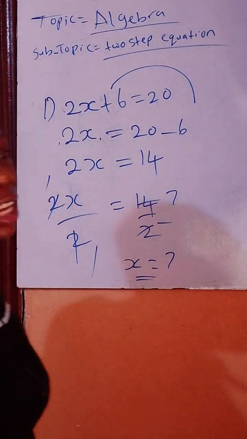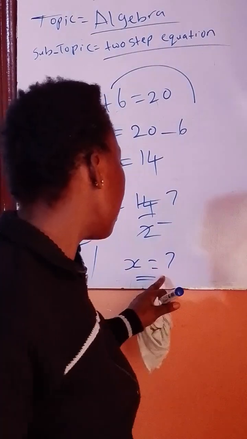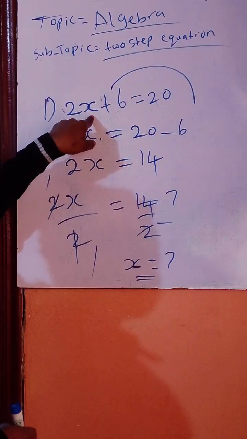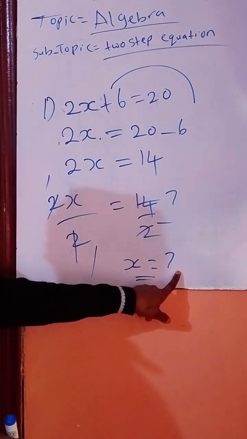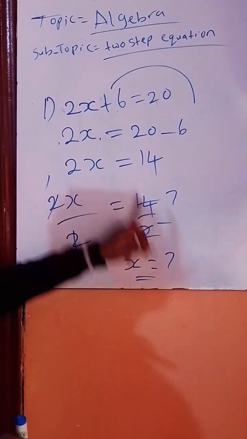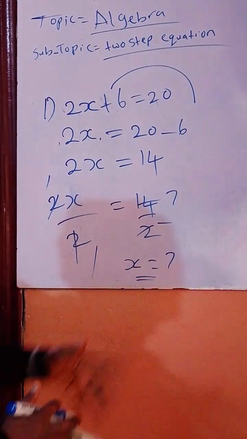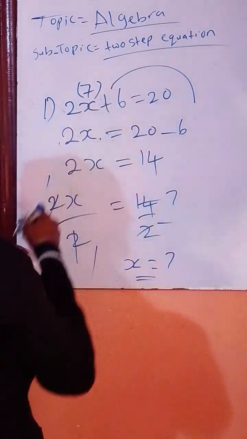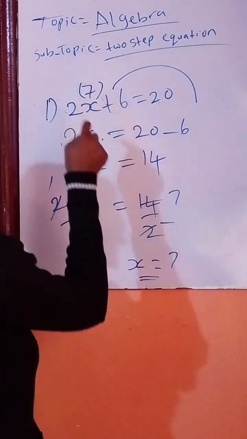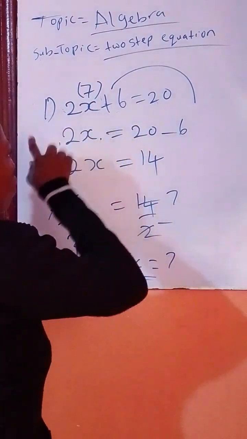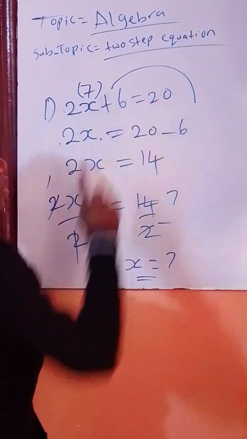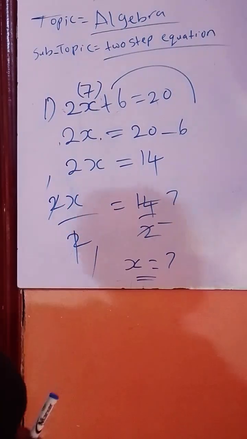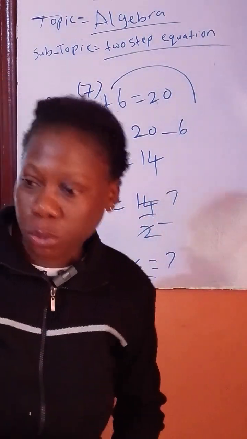Let's check. Now let's check whether our answer is correct. Before, we did not know our x. Now we have gotten our x. So we're going to replace this x with this 7. Put your 7 here. 2 times 7 will give us 14. 14 plus this 6 gives us 20. That means our answer is correct. Let's move to example 2.